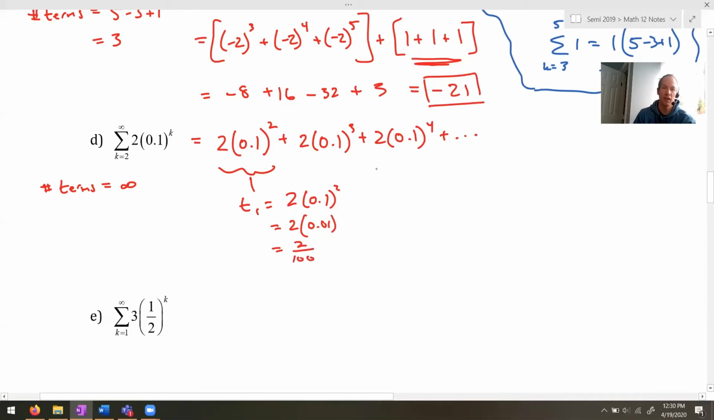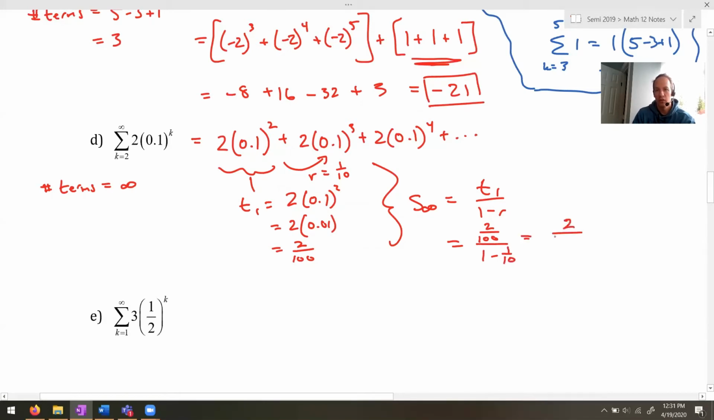Now I'd actually really prefer to write this differently. And we can see that as we're going here, r is equal to 0.1, but I'd rather write 1 over 10. So putting this all together, S infinity is this, which would be 2 over 100 over 1 minus 1 over 10. So that would be 2 over 100 over 9 over 10, which is 2 over 100 multiplied by 10 over 9. One of those and one of those would cancel, and we'd have 2 over 90 as the sum.